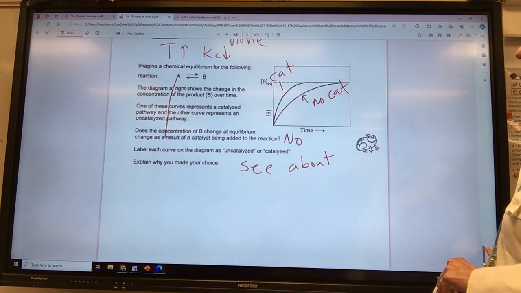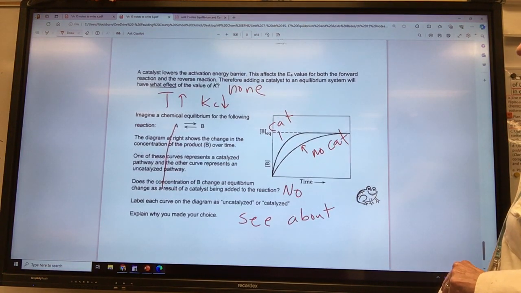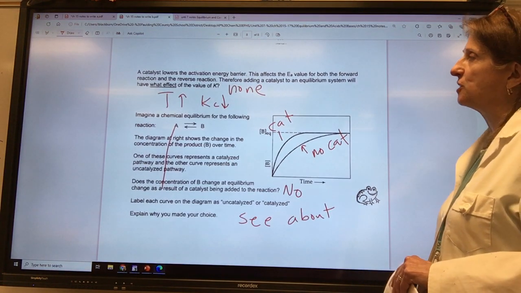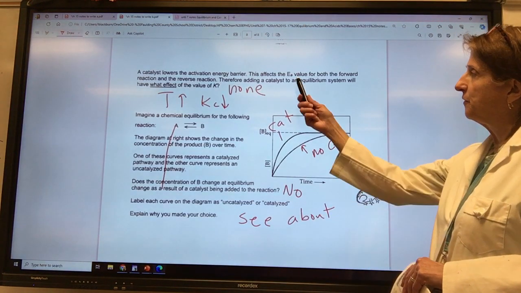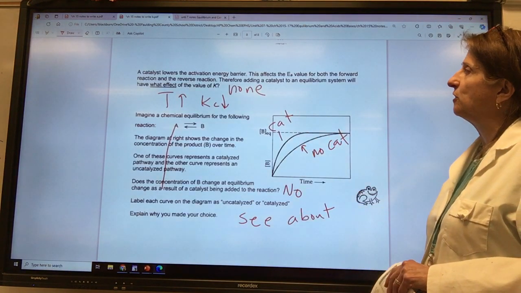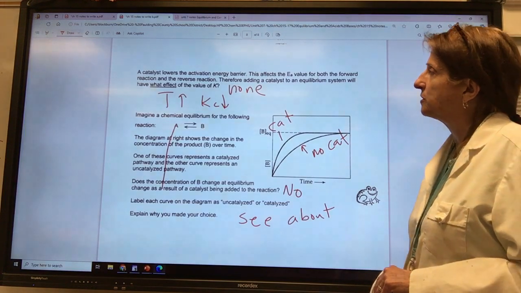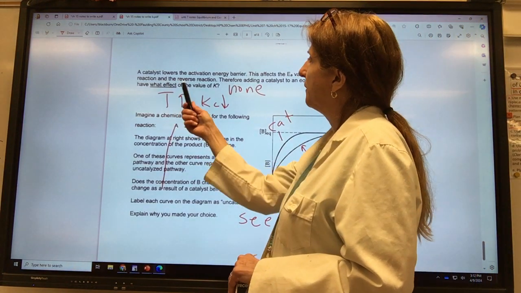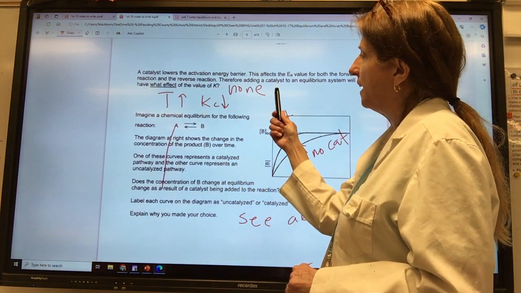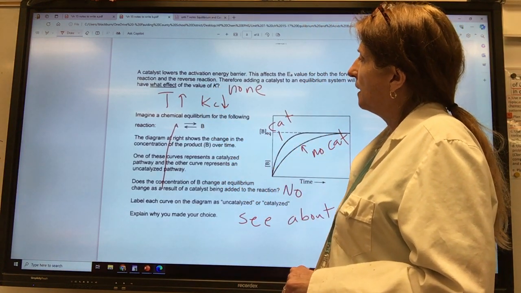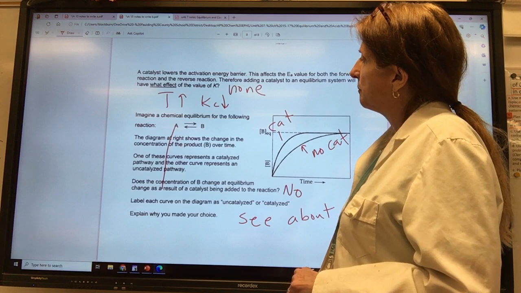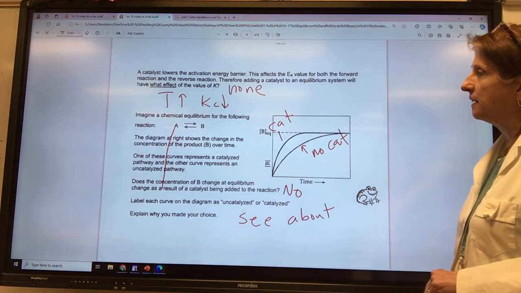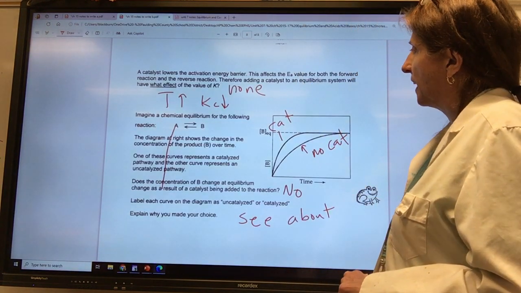Now, a catalyst lowers the activation energy barrier. This affects the activation energy for forward and reverse. Therefore, adding a catalyst to an equilibrium system will have what effect on the value of K? None. It only affects the energy of activation.